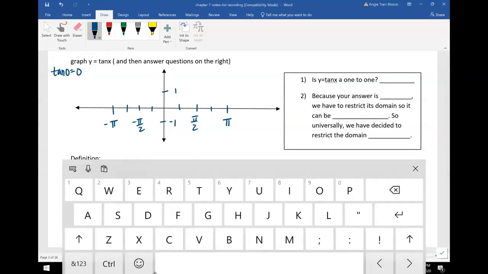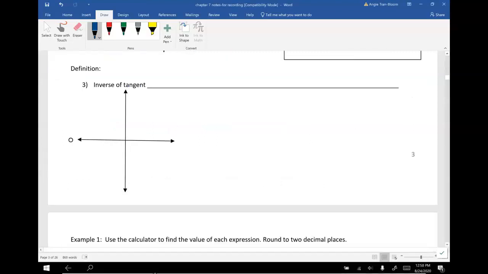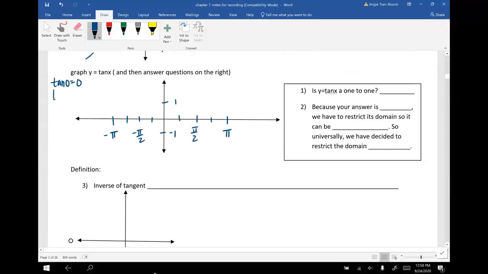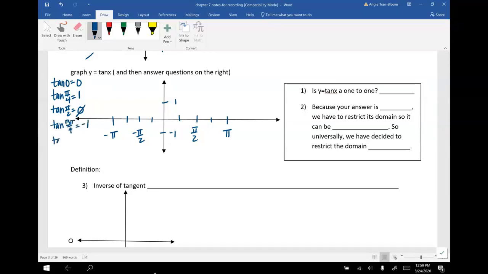Tangent of 0 is 0. Tangent of pi over 4, the next tick mark, is 1. Tangent of pi over 2 is going to be, if you guys remember, tangent is y divided by x. So if we take 1 divided by 0, that's not going to work. So that's going to be undefined. Then next tick mark to the right, tangent of 3 pi over 4 is going to be negative 1. And back to tangent of pi is 0.